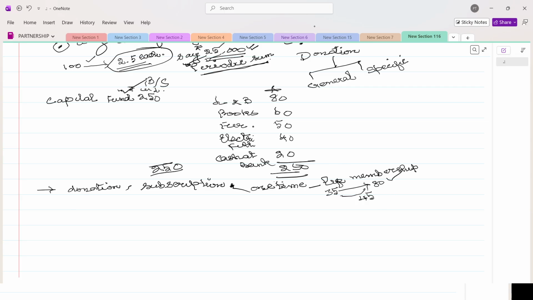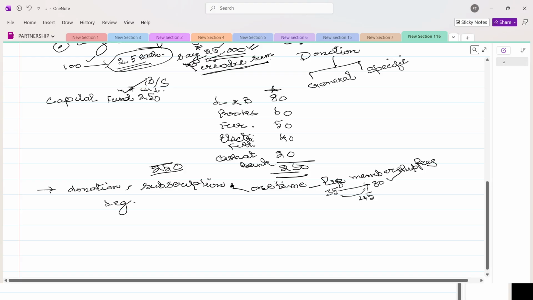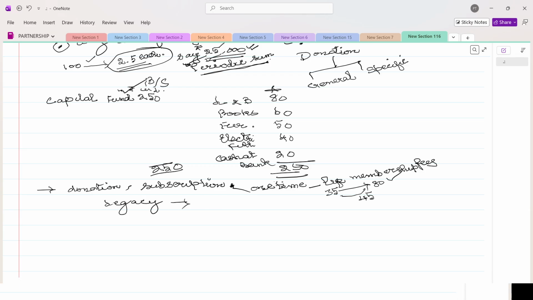Now coming back to legacy. What is a legacy? Legacy is also a gift or a donation gifted to the not-for-profit organization through a will. So by a will, if you get the donation, that is called legacy. Okay, donation, two types I have already explained.